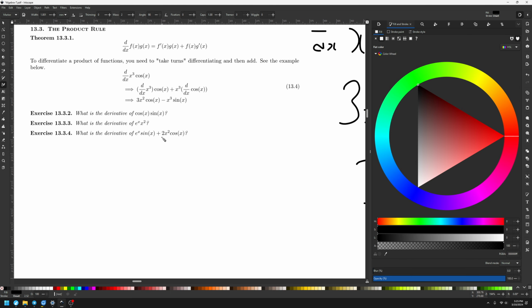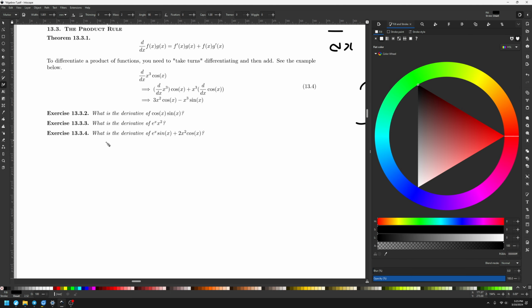Okay, for these examples now. What is the derivative of cosine x times sine of x? Okay, let's leave cosine of x alone this time, times the derivative of sine of x, which is cosine of x again. Okay, we got the first half done. Now, we're going to differentiate cosine of x. That's going to be negative sine of x.